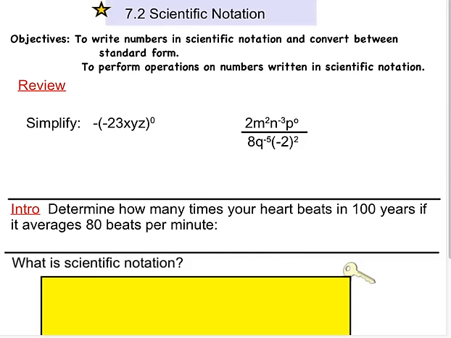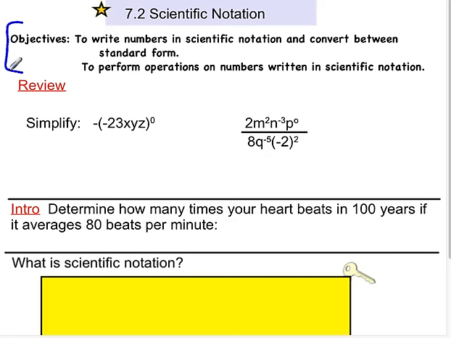In 7.2, we are going to cover scientific notation. So please, to start off your notes, write down our learning objectives at the top of your paper. Today our objectives are to write numbers in scientific notation and convert between standard form, and to perform operations on numbers written in scientific notation.